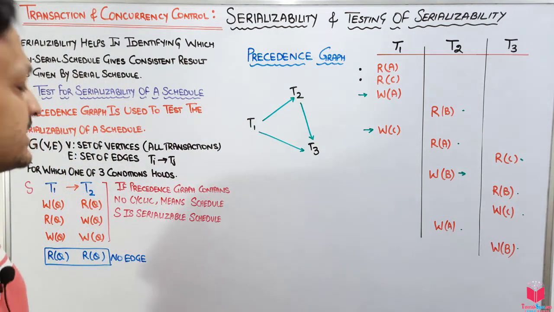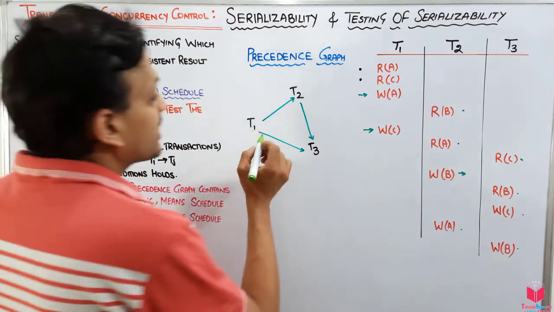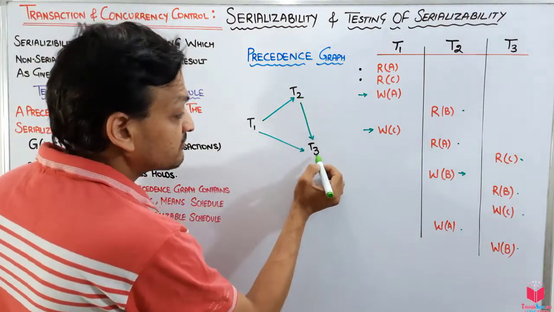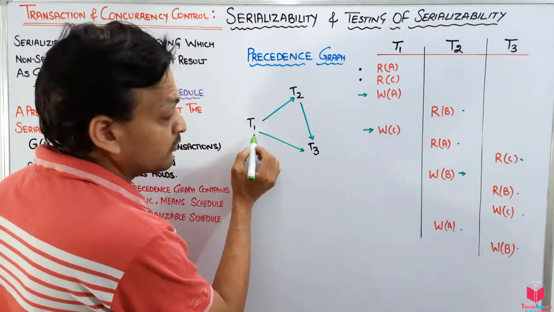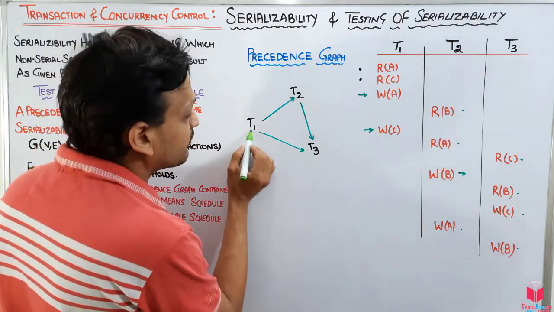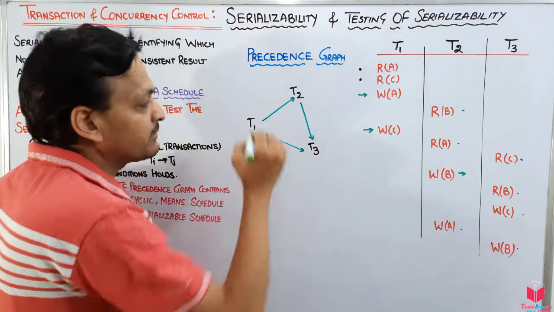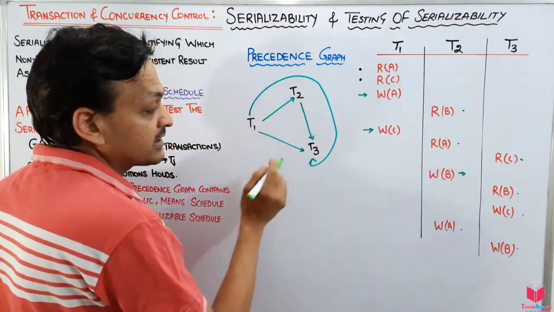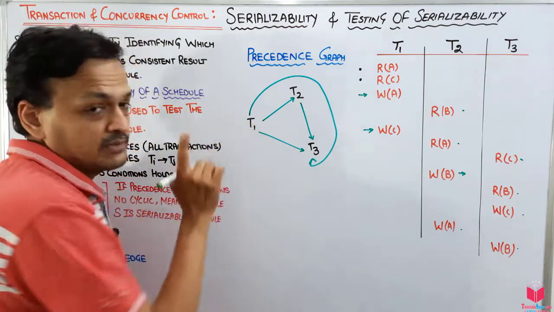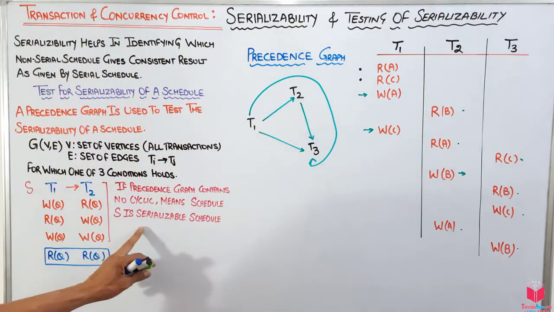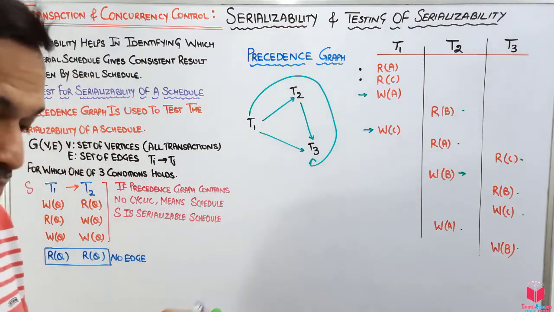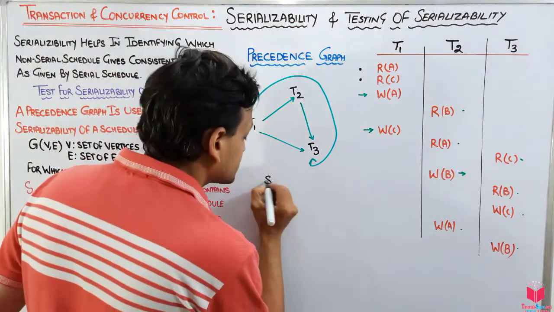So let's see, is there any cycle? First of all, I can move from T1 to T2, then T2 to T3, but from T3 to T1 I cannot move because this arrow says that I can move only from T1 to T3. That means if I start from here, I will stop here. Okay guys, but a cycle means we have to go back to the same point. So there is no cycle. If there is no cycle, that means it is a serializable schedule.